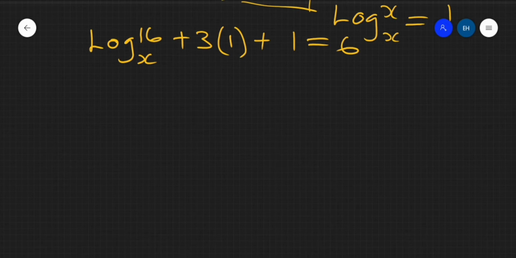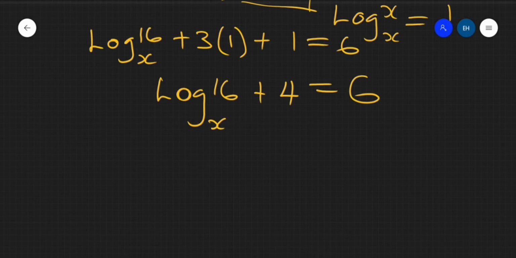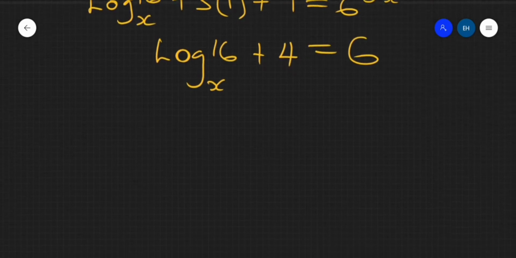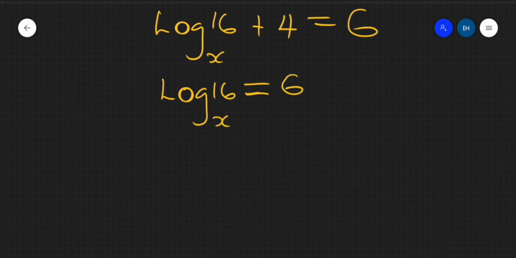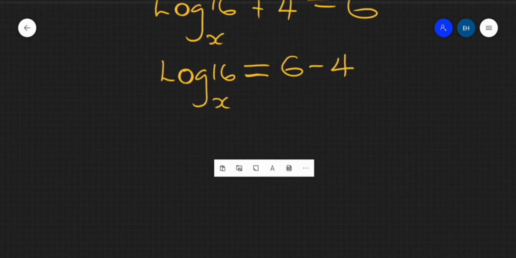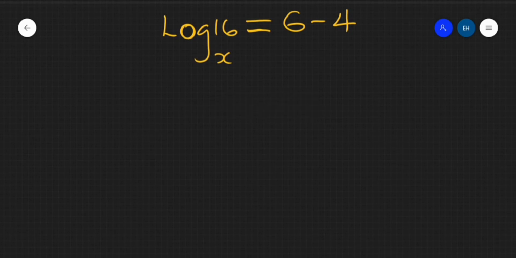Then we simplify. So we have log 16 base x plus 4, giving us 6. We take the 4 to the other side. So we have log 16 base x is now equal to 6 minus 4, and that will be 2. So log 16 base x is equal to 2.